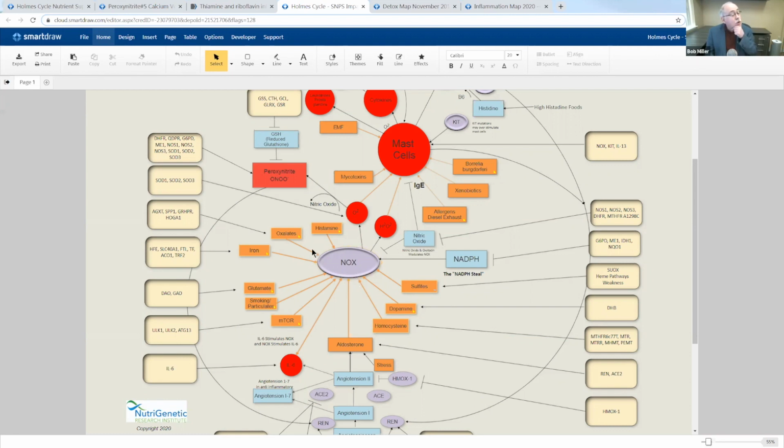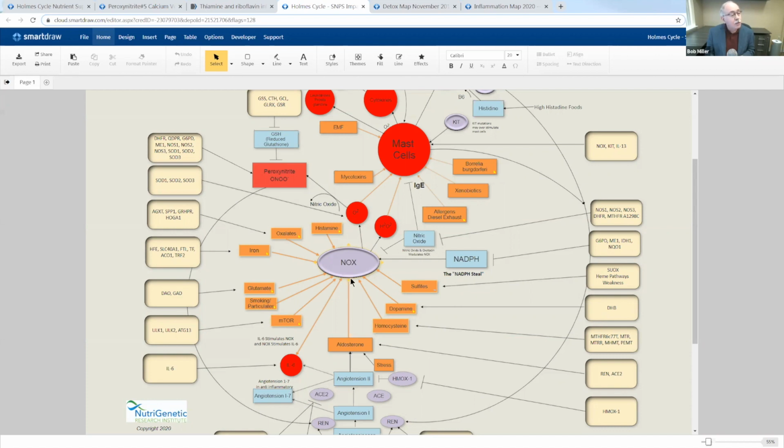And then mTOR, if we want, we can talk about that a little bit, but that is the growth of new cells. And without that, life doesn't exist. But it needs to be balanced with autophagy, the cleaning of the cells. And again, we don't have time to get into all of it, but if we don't have this mTOR and autophagy balanced, this mTOR will stimulate the NOx enzyme. So when I said there's no easy answers, you can see now why.